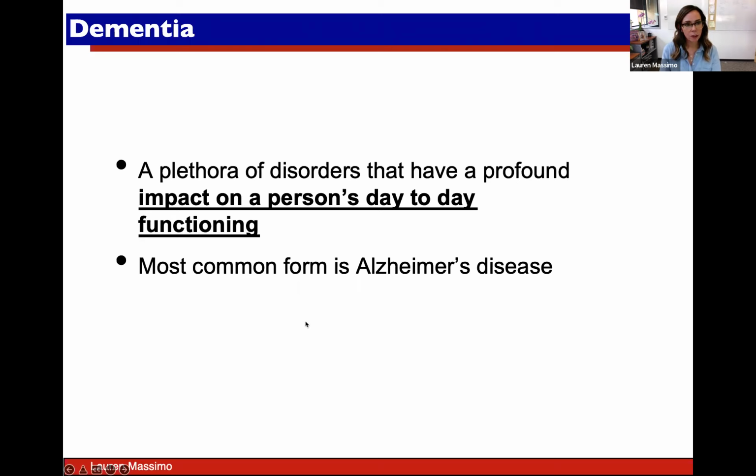Dementia is a term that's used to describe a plethora of disorders that have a profound impact on a person's day-to-day functioning. And the most common form is Alzheimer's disease. So I often get asked, I have a diagnosis of dementia. What does that actually mean? It means that the person has cognitive dysfunction that interferes with their daily activities, with, again, the most common form of dementia being Alzheimer's disease.